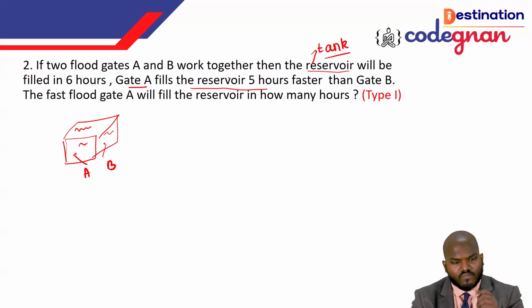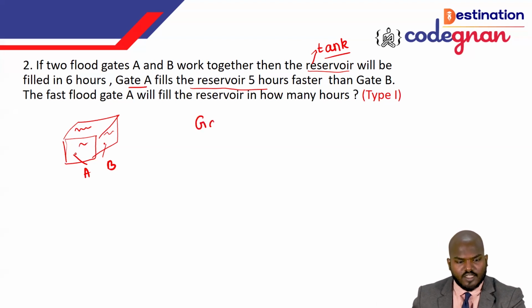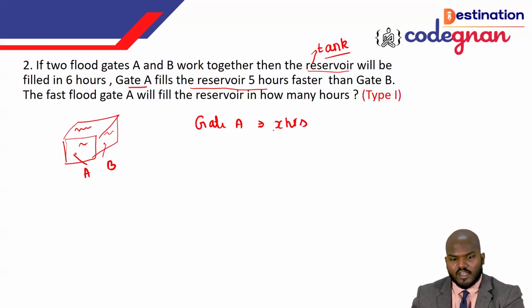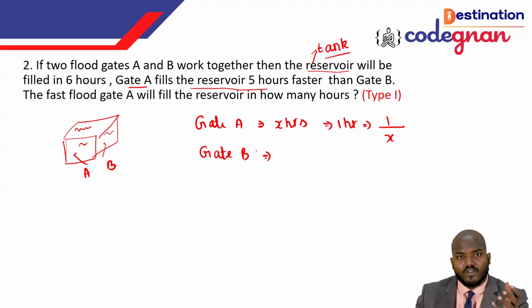Gate A fills the reservoir 5 hours faster than B, as mentioned. So I'm calling that gate A fills the tank in X hours. Then in 1 hour the work done by gate A is 1 by X. Gate B, since gate A fills 5 hours faster, should take 5 hours extra. So its 1 hour work is 1 by X plus 5.